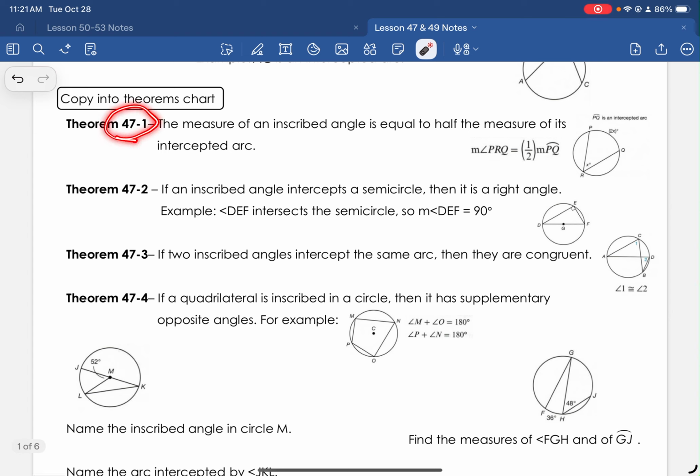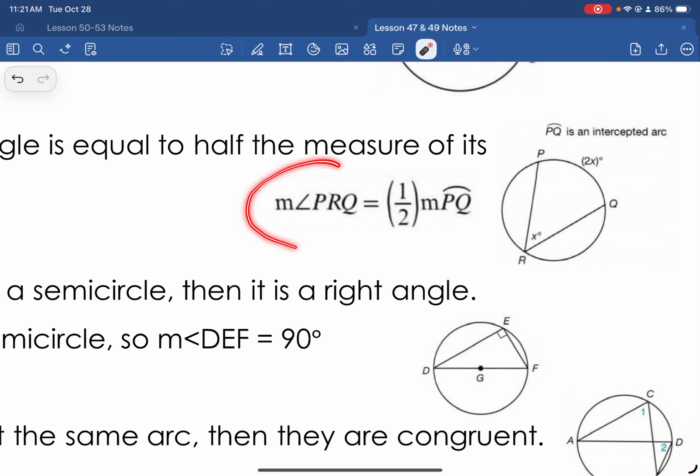Theorem 47.1. The measure of an inscribed angle is equal to half the measure of its intercepted arc. So look over here at this equation. It's saying that the angle is half of the arc. Notice here x and then 2x. So if this angle were 5, the arc would be 10, and vice versa. If the arc were 18, then the angle would be 9.